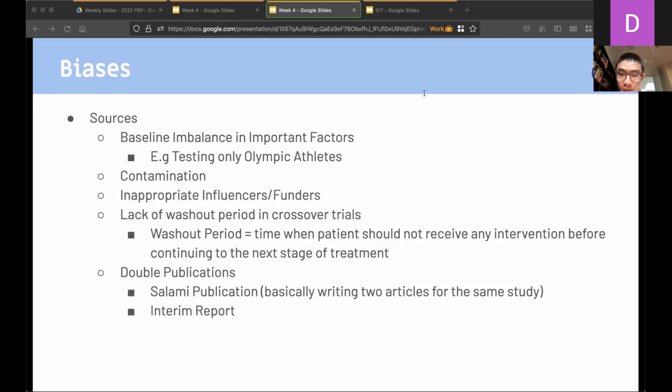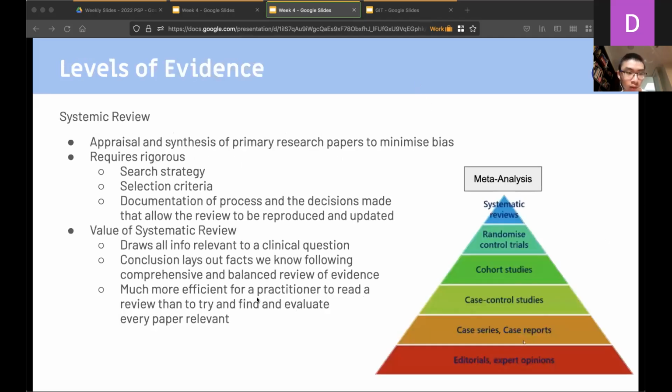And now you've got your levels of evidence. So on the bottom, you've got editorials, expert opinions. Then you've got case studies, case reports, where basically they just write about some interesting patients. Then you've got case-control studies, your cohort studies.